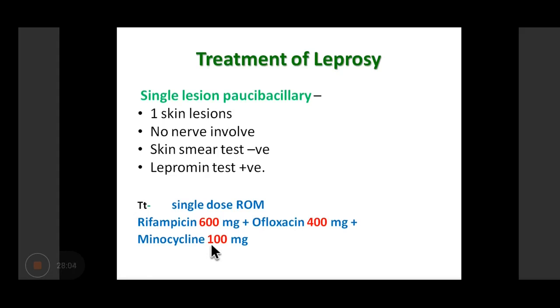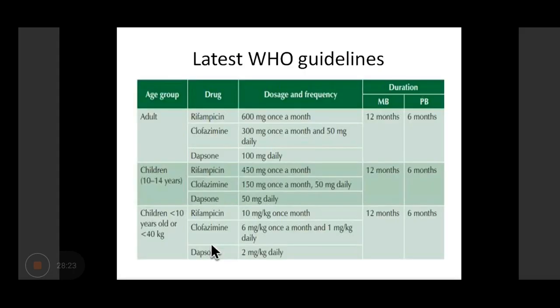If there is any relapse, or if there is more than one skin lesion event, you can treat accordingly, whether it is paucibacillary or multibacillary. In that way, you will treat the patient. So just remember this ROM regimen for treatment of single lesion paucibacillary: 600, 400, 100.